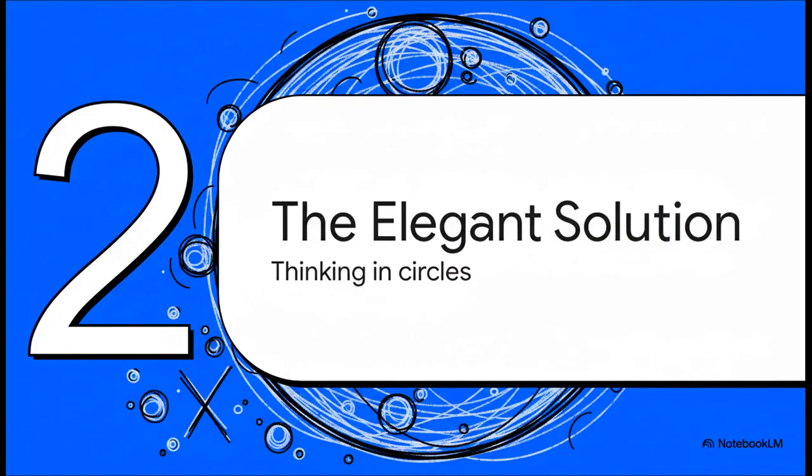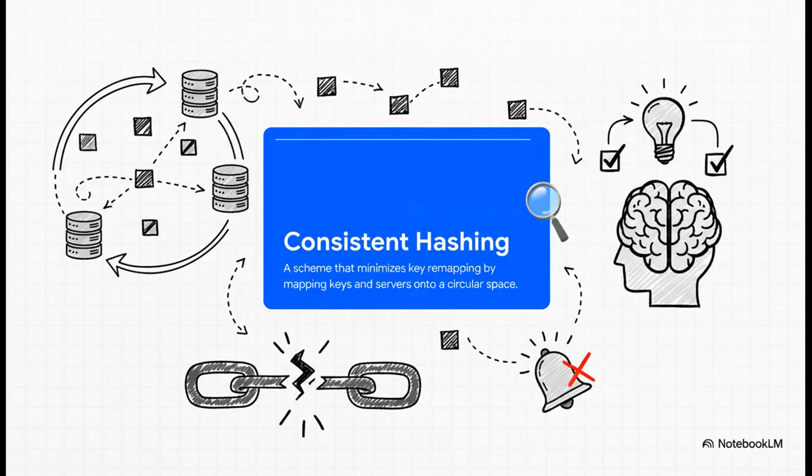So how do we fix this catastrophic reshuffling? Well, we need a much more elegant approach. And it all starts by getting rid of that simple division, and instead, thinking in a completely different shape, a circle. And that brings us to the core idea of consistent hashing. Instead of just treating our servers as a number to divide by, we imagine both our servers and our data living together on a continuous circle. This simple shift in perspective is what prevents that system-wide panic when a server comes or goes.